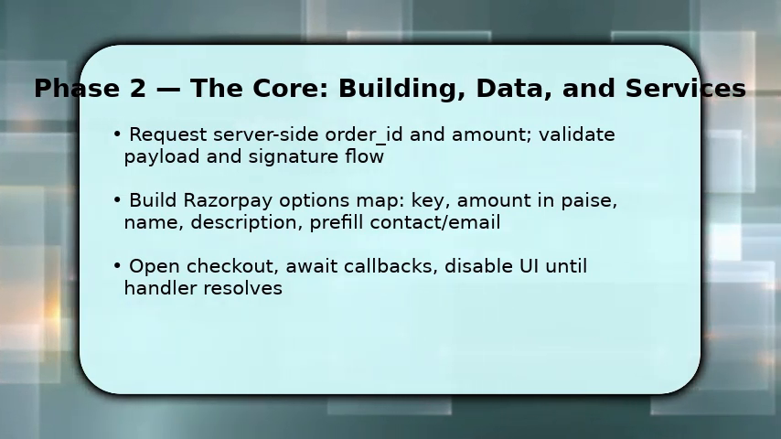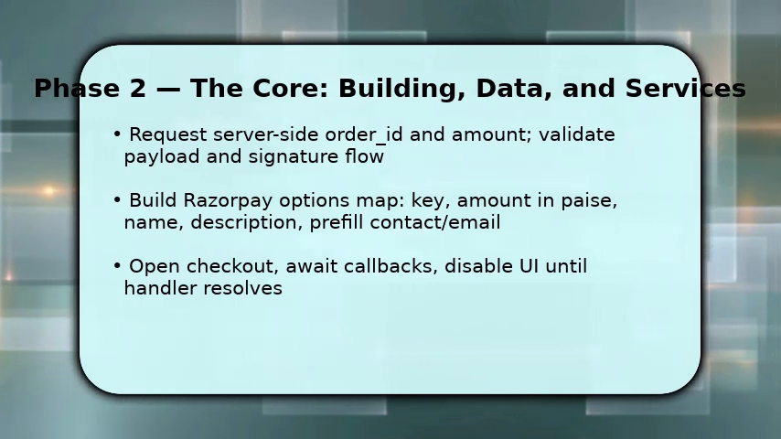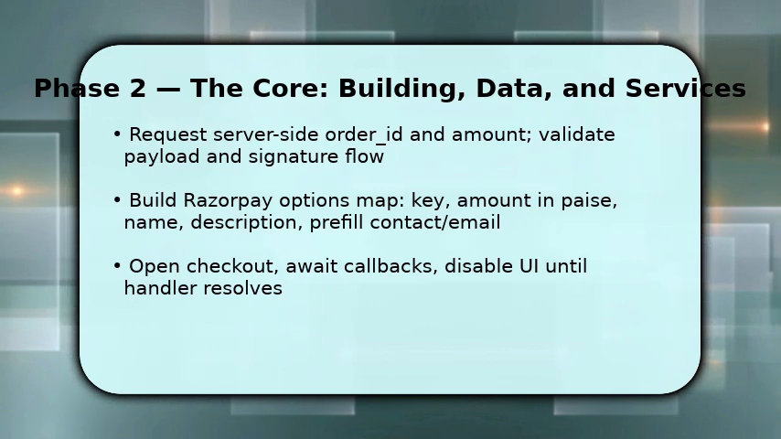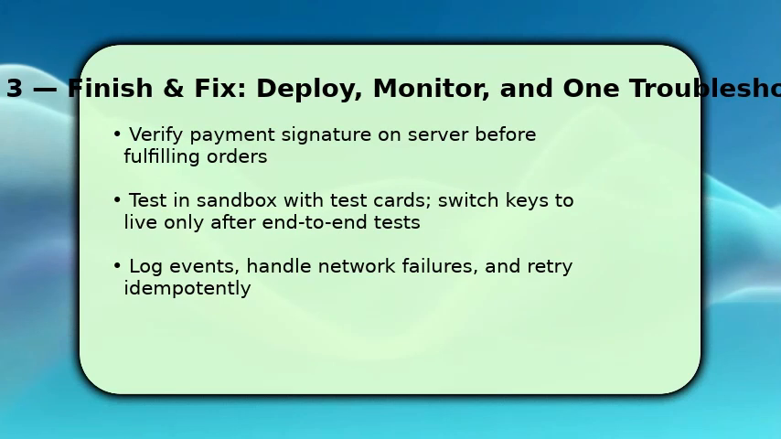When a callback arrives, verify the payment signature server-side for authenticity. If verification passes, update order status and notify the user. Otherwise, roll back and log the error. Finally, you finalize by verifying the payment signature on your backend and only then fulfill the order.